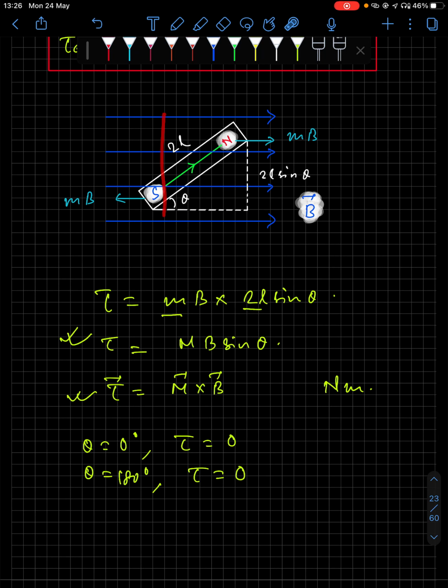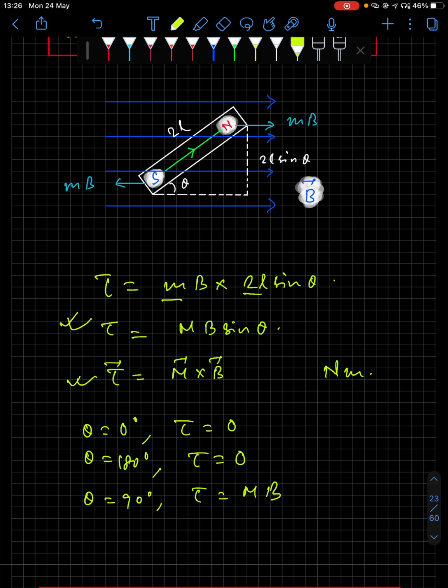But there can be a third situation, like the bar magnet is like this, north is here and south is here. This can be the third situation, and the fourth situation can be north is here and south is here. We have a diagram a little while later. You will understand this there also. So if theta equals 90 degree, sine 90 is 1. So tau equals MB. Now maximum torque will act on the dipole when it is lying 90 degree with the magnetic field, and if theta equals 270 degree, then tau equals minus MB. So this will be the value for the torque for various angles of theta.